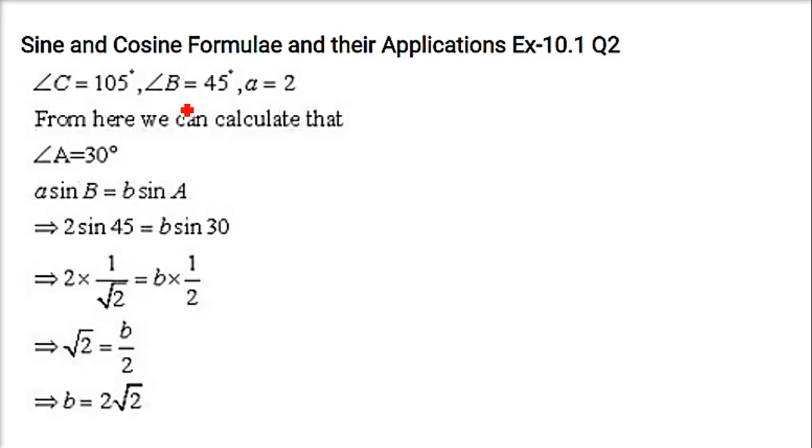Here angle C is given, angle B is given and A is given. So we have to find out b. So we know that C is 105, B is 45 degree. So A plus B plus C is 180 degree. So what will be the angle A here? A will be 180 minus 105 minus 45 and that is going to be 30 degree. And by sine rule we know that a by sine A equal to b by sine B, so we can use this one. Sine B, B we know, and now sine A also we know. So in order to find out b, just put the value, b will be 2 root 2.